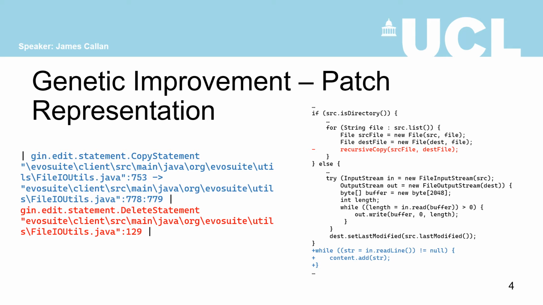On the left we can see a representation of a patch within the GI framework GIN. This patch is made up of two edit statements. The first edit is a copy statement edit, and this edit takes a statement from one part of a program and copies it to another. Next we have a delete statement. This simply deletes a statement from within the program. And the other statement level edits available within GIN are the move statement edit, which moves a statement from one part of the program to another, and the replace statement edit, which replaces one statement with another statement.